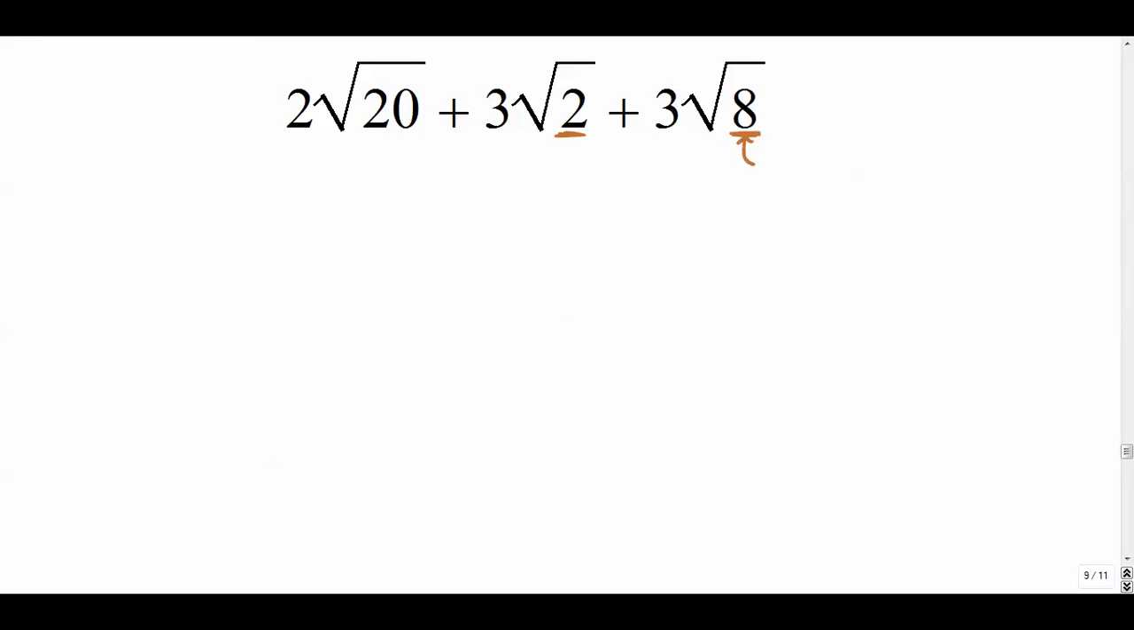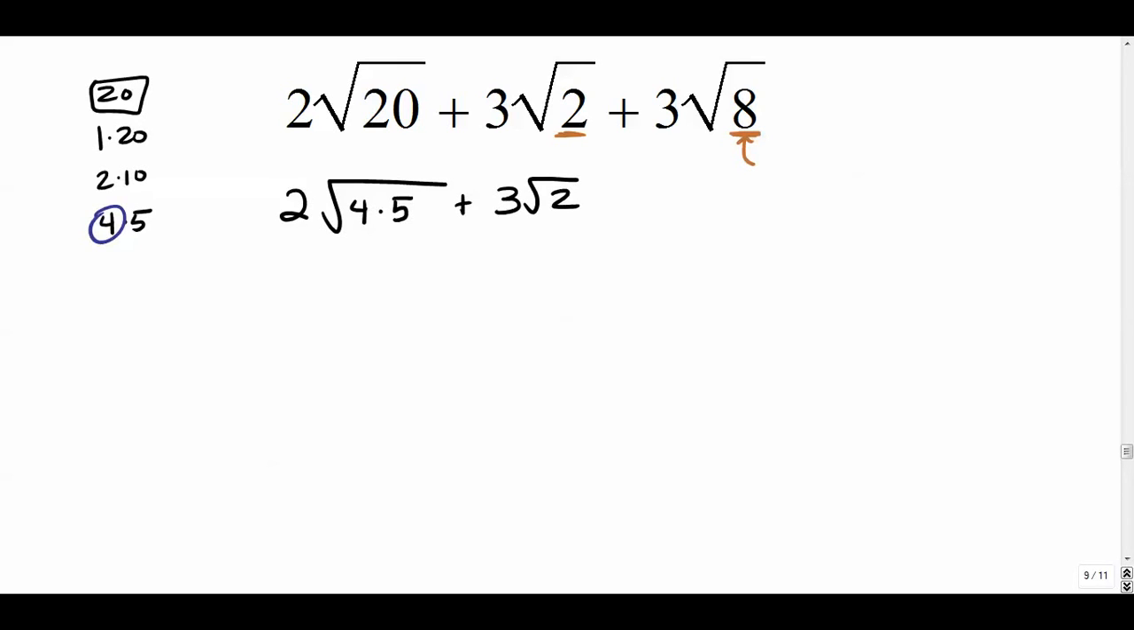Let's see. The factors of 20: here's what we want to do. 1 times 20, 2 times 10, and 4 times 5. 4 times 5 is a pretty good deal, because that is what we call a perfect square. So I'm going to break radical 20 down into 4 times 5. The 2 just gets put out in front, sort of like a coefficient.